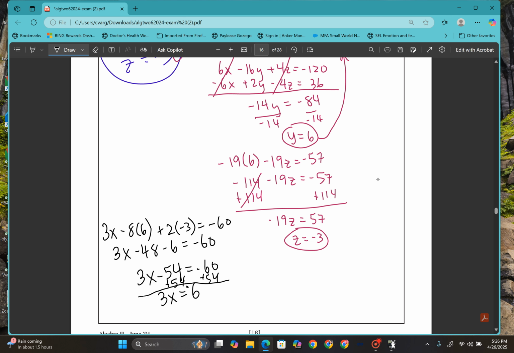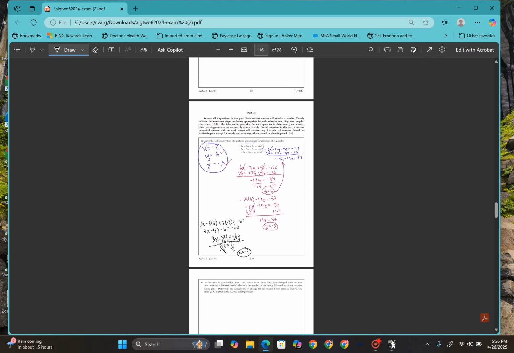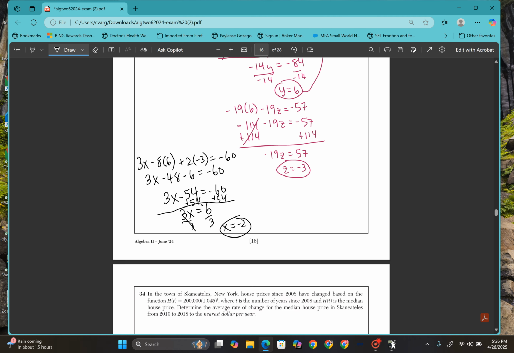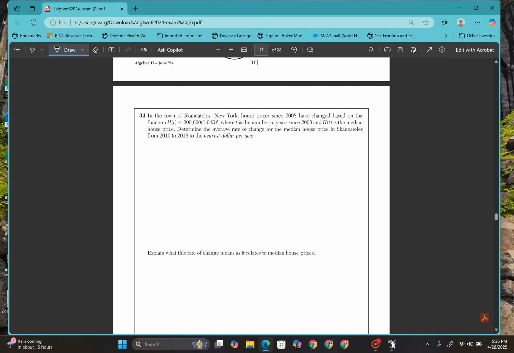And I got that by adding 54 to both sides. Forgive me for skipping some steps. And then divide both sides by 3, and I get x equals negative 2. So I found all three of them, x equals negative 2, and that matches with what I had. So I'm done. All right, nothing crazy.